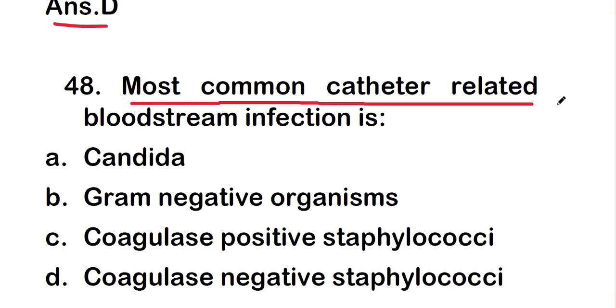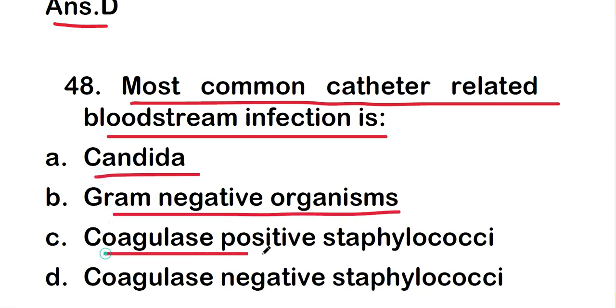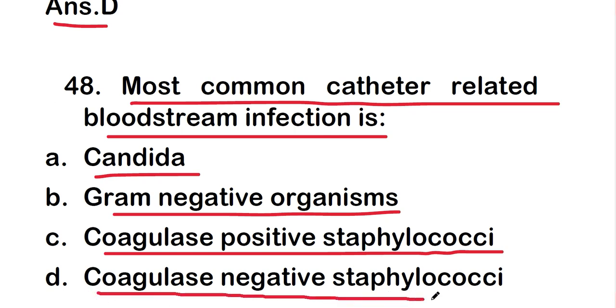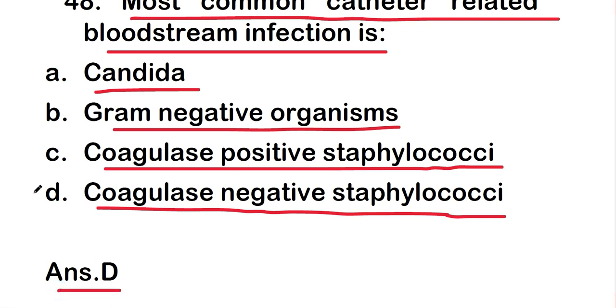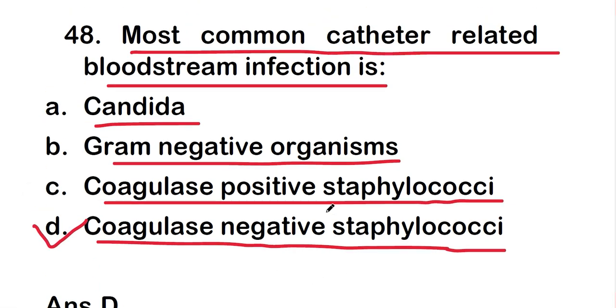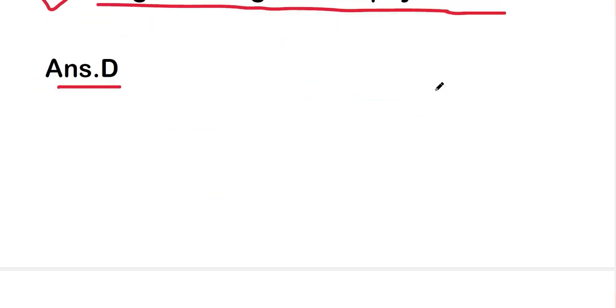Most common catheter related bloodstream infection is Candida, gram-negative organisms, coagulase positive Staphylococci or coagulase negative Staphylococci, and the right answer is option D, that is coagulase negative staphylococcus. So most common catheter related bloodstream infection is coagulase negative staphylococcus. Okay, so next question here.